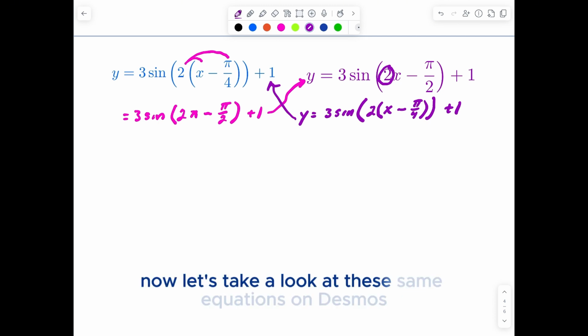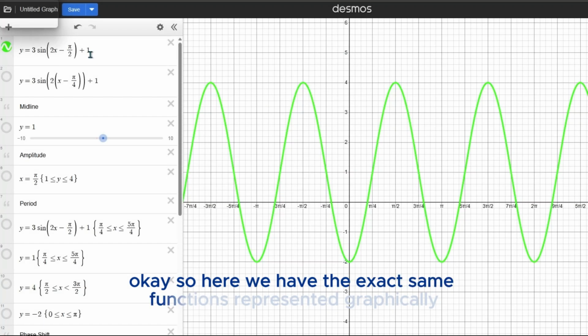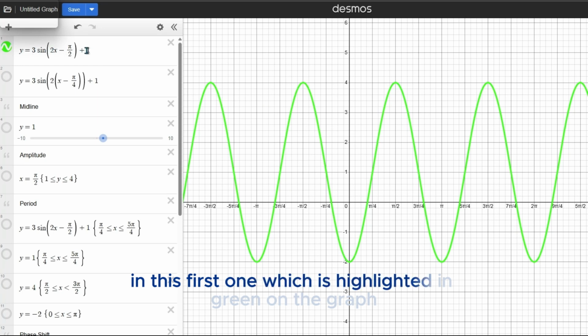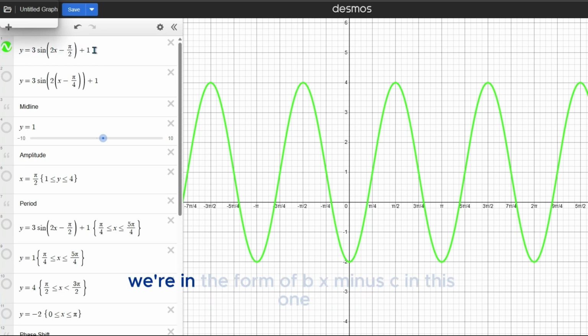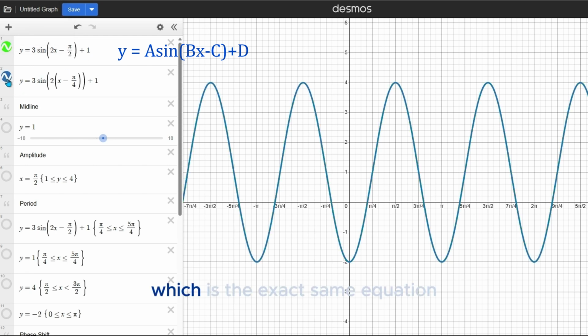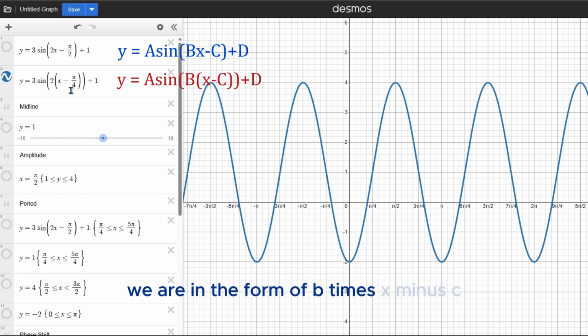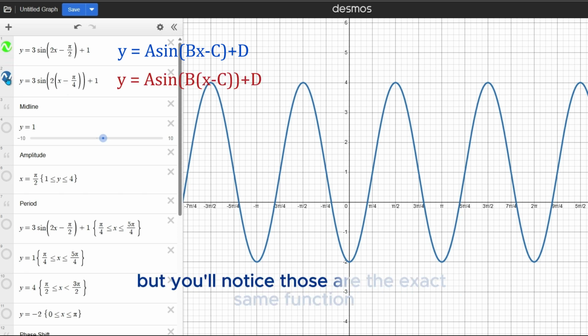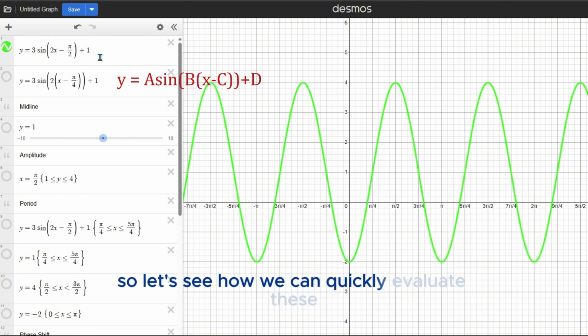Now let's take a look at these same equations on Desmos. Okay, so here we have the exact same functions represented graphically. In this first one, which is highlighted in green on the graph, we're in the form of bx minus c. In this one, which is the exact same equation, we are in the form of b times x minus c, but you'll notice those are the exact same function. So let's see how we can quickly evaluate these.